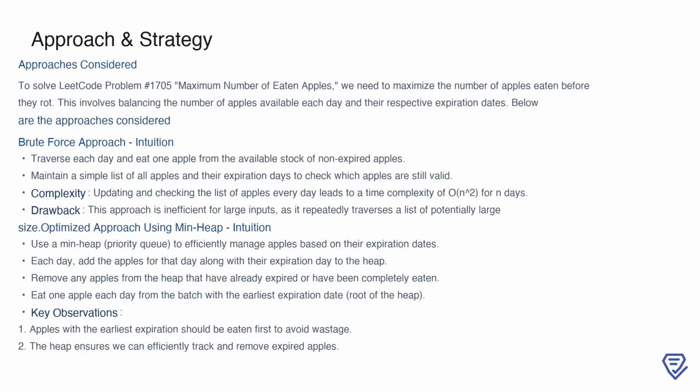Each day, we add apples and their expiration dates to the heap. The heap structure allows us to prioritize apples with the earliest expiration, ensuring they are eaten first to avoid wastage. It also facilitates the removal of expired apples quickly. This approach, leveraging the heap, is far more efficient and avoids the repeated traversal that hinders the brute force method.